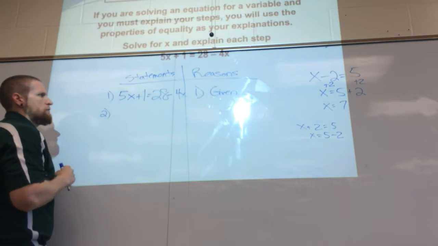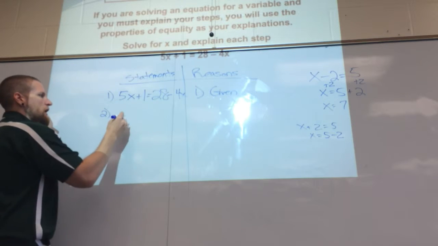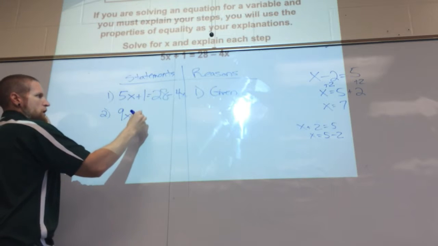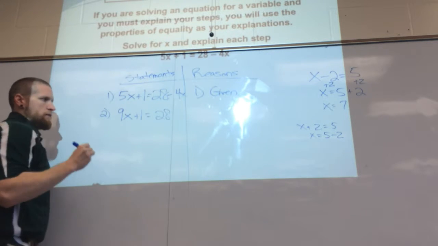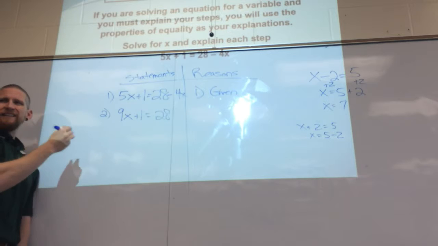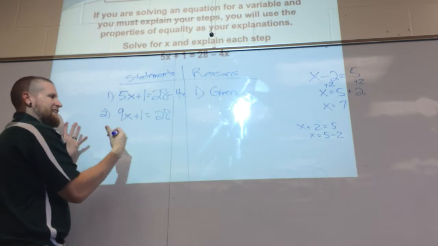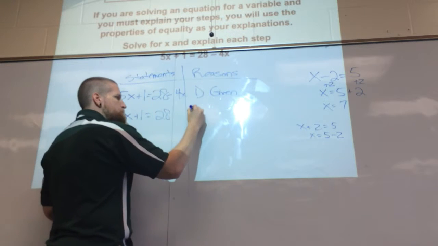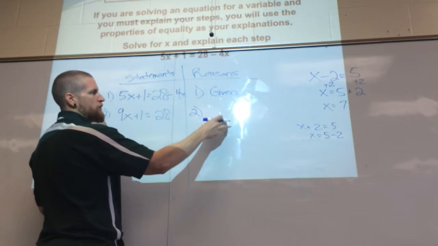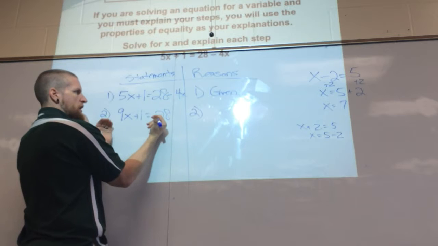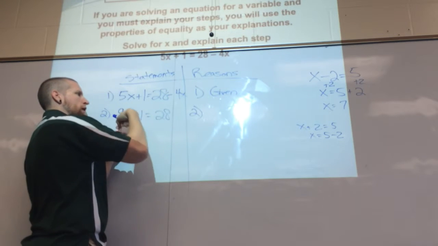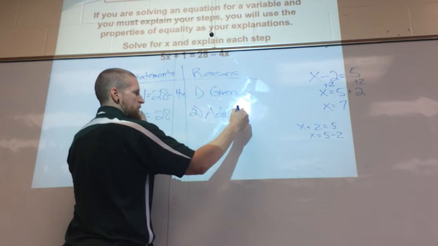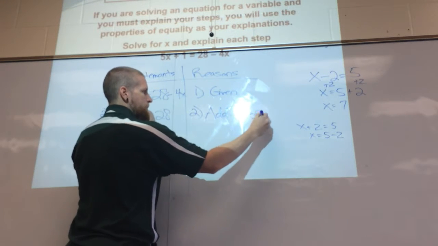Plus 4x. So if I add 4x to this side, this will create 9x plus 1 equals 28. You try not to actually show the work. You want it to look nice and neat, so you just show the result of what you did. Now, over here, you're writing the reason that got you to this step. Since you said plus 4x, that means the property I put over here has to be the addition property of equality. Okay?